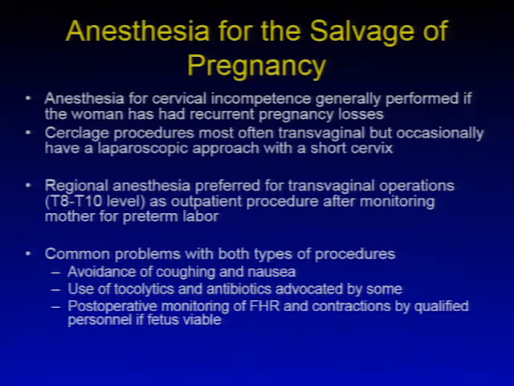But there are certain things that you want to avoid with both general anesthesia and regional anesthesia in these patients. One of those is coughing and nausea postoperatively. Some of the obstetricians will advocate use of tocolytics and antibiotics, and these women will need to be monitored postoperatively for contractions and the fetal heart rate if the fetus is in the viable age range.